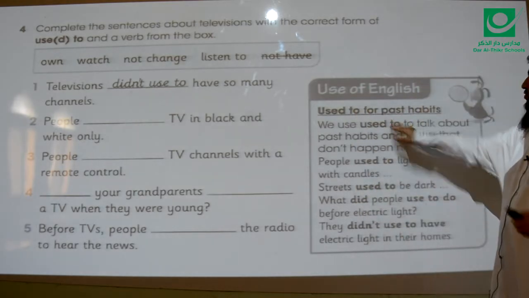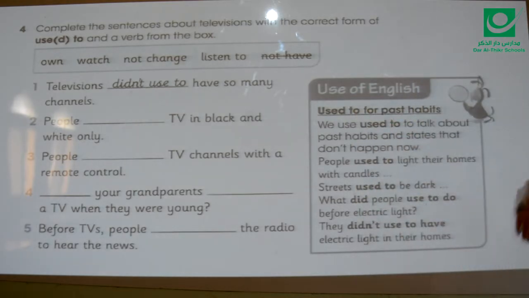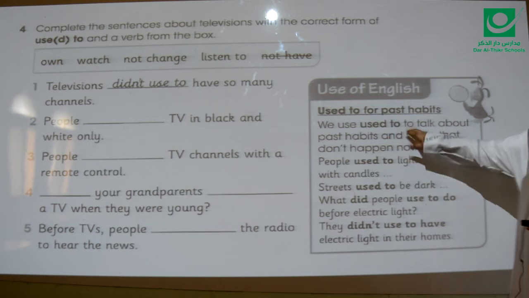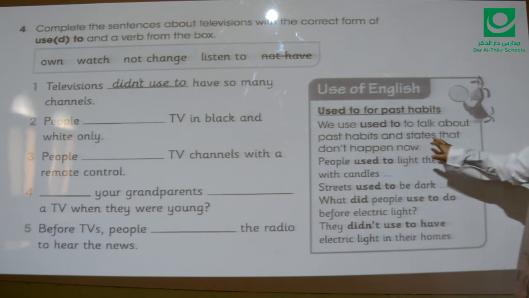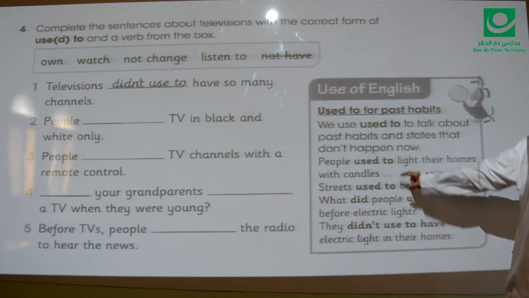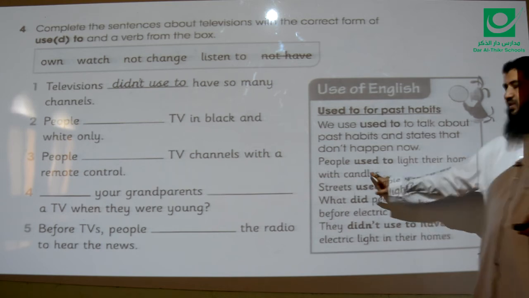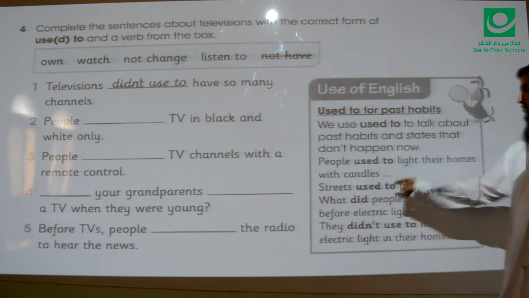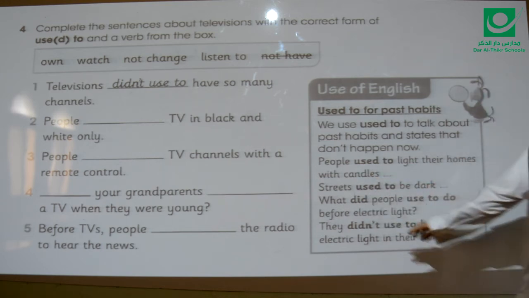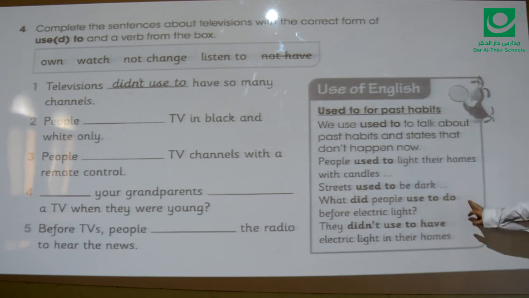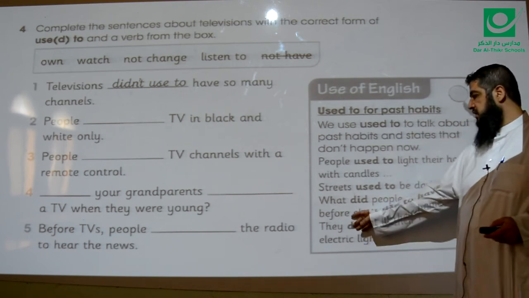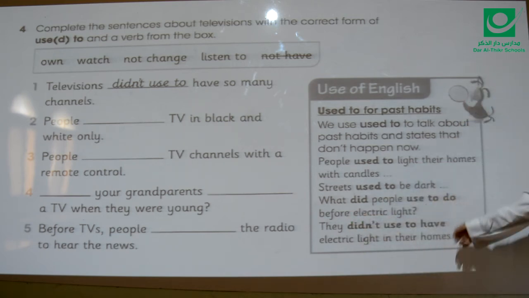Use of English: used to for past habits. We use used to talk about past habits and states that don't happen now. People used to light their homes with candles, but not today. Streets used to be dark, not today. What did people used to do? This is a question about past habits. Before electric light, they didn't used to have electric light in their homes.